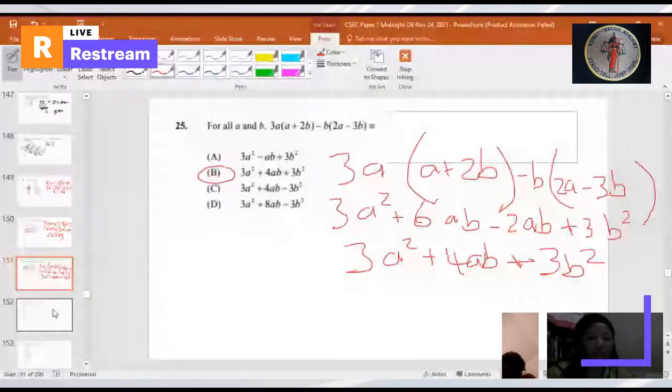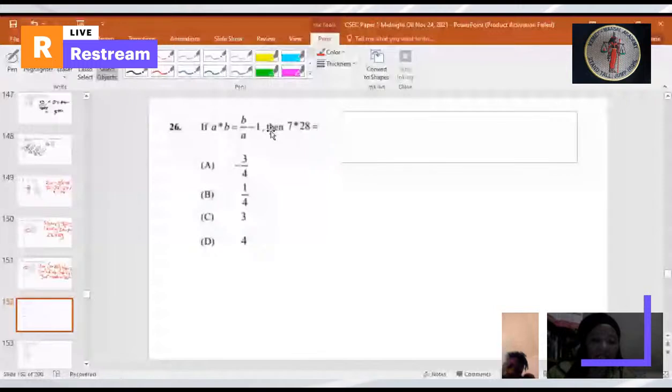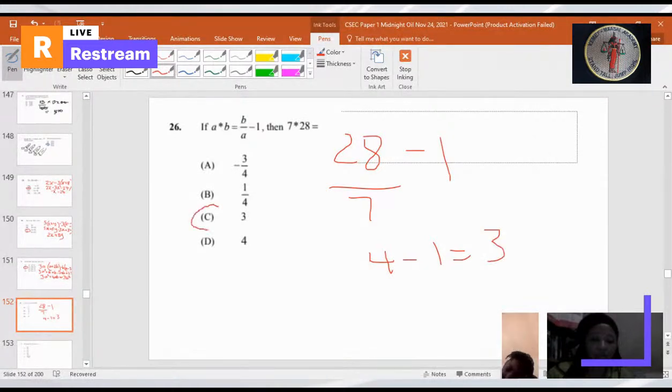All right. Number 26, if a asterisk b equals b over a minus 1, then 7 asterisk 28. So where a is, we're going to put 7, and where b is, we're going to put 28. So that would be 28 over 7 minus 1, right? So that's 4 minus 1, which is 3.